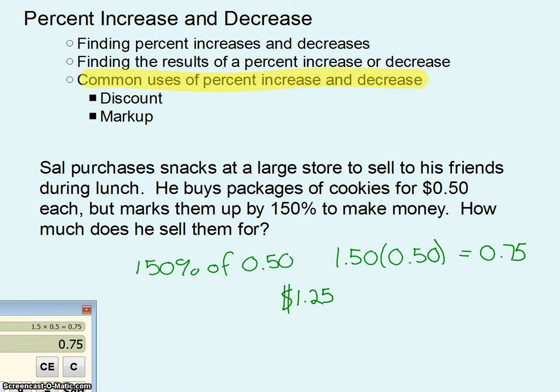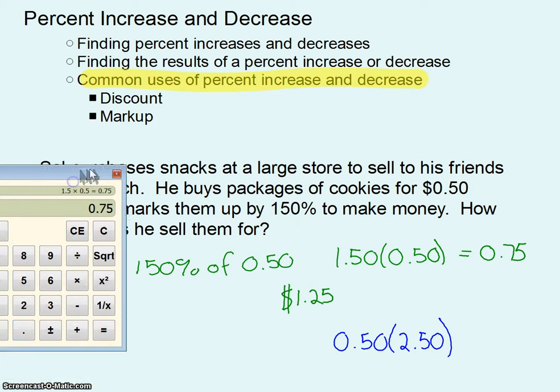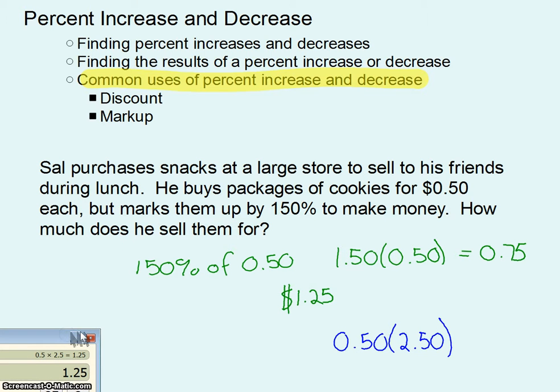Another way you could look at this is to simply say, look, take the 50 cents and recognize the fact that 150% of the price plus 100% of the price is 250% of the price. Multiply 0.5 by 2.5 and you get your $1.25 right away.